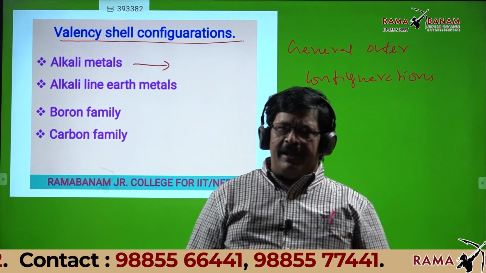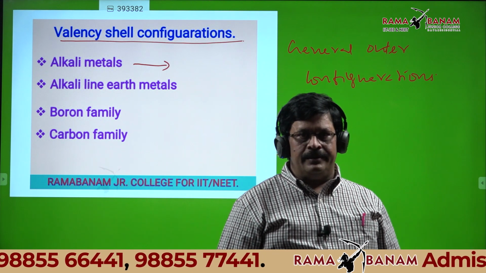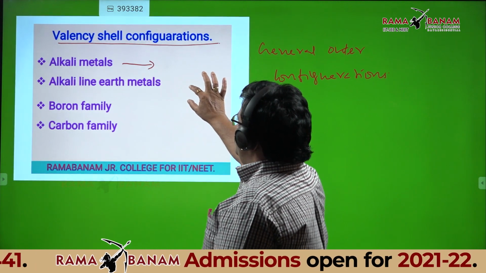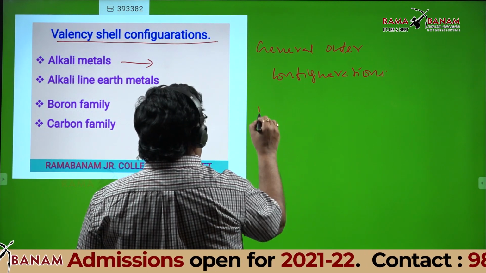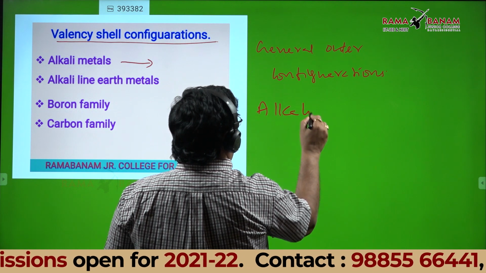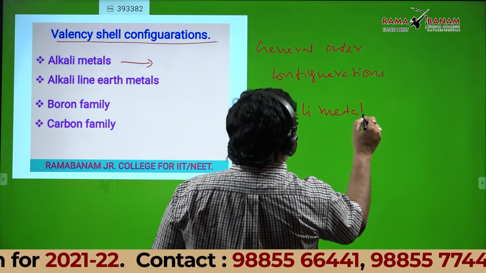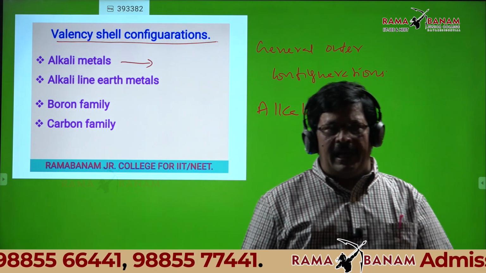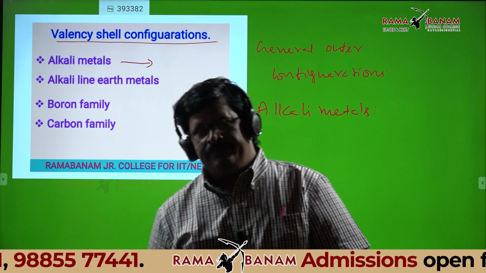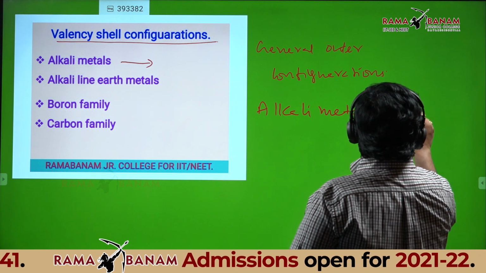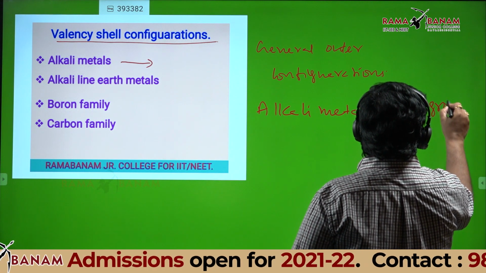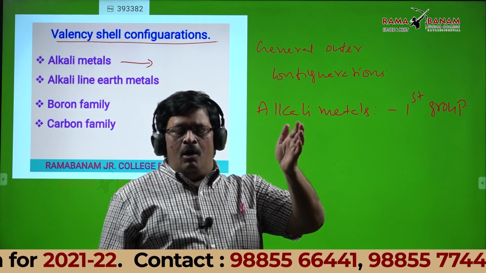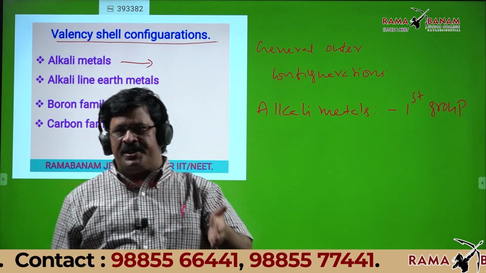Can I explain the first one or no need? Yes, sir. Okay, just listen to me, students. I have given alkali metals. Can anyone tell what is the group number of alkali metals? First. Yes, you all know that it is the first group. Correct, students. Then what does that group number indicate?